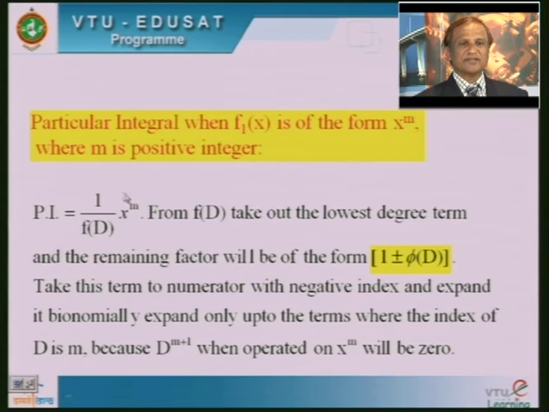So, what about the third derivative of x square? The third derivative of x square becomes 0, because the derivative of x square is 2x. If I differentiate 2x one more time, I will get 2. If I differentiate 2 one more time, it becomes 0. So, that is why the method says that D raised to m plus 1, when operated on x raised to m, becomes 0. It means the third derivative of x to the power 2 becomes 0, or in general D to the power m plus 1, when we operate on this function, becomes 0.